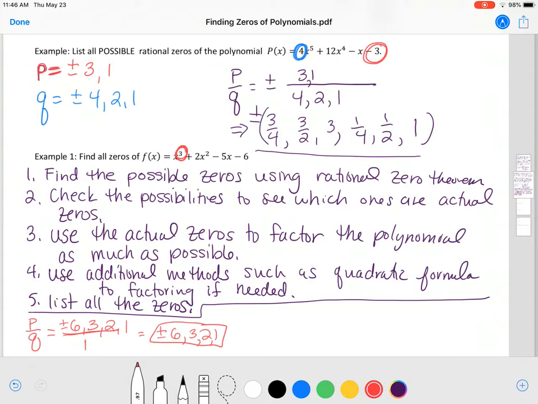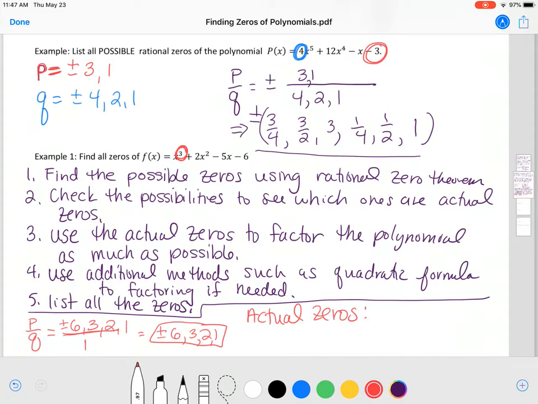Now I want to find my actual zeros by plugging in those 8 choices. I say 8 choices because 6, 3, 2, and 1 is actually both positive and negative. So I want to plug in positive 6 into the polynomial, and then I want to check negative 6. Then I want to plug in positive 3, and then I want to plug in negative 3. So even though it looks like I have 4 choices, I actually have 8 possibilities because it's plus and minus.